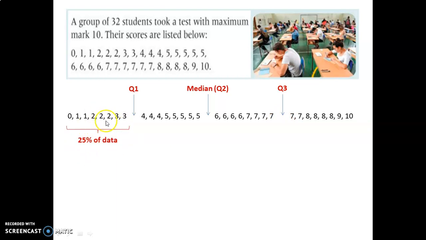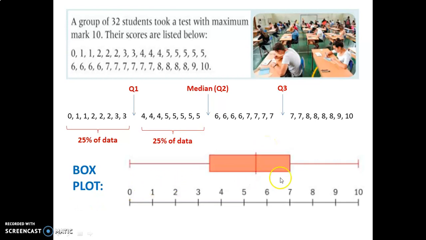Again, that's 25% of our data. There's the next 25% of our data, the next, and so on and so on. Let's make a box plot. The box plot would look like this. Here it is. Our low score, our minimum, is here, 0. Our high score, 10, is here. So that's the whisker, that's the whisker.